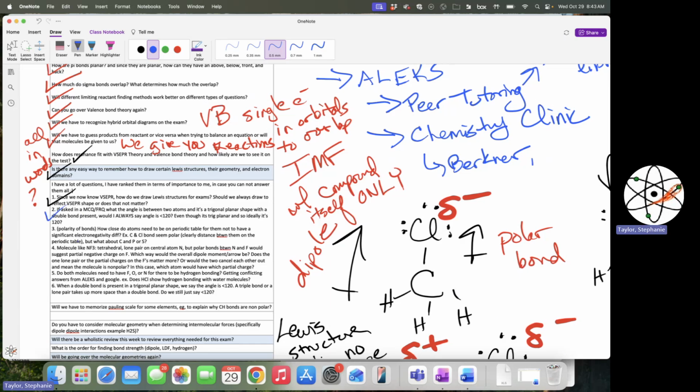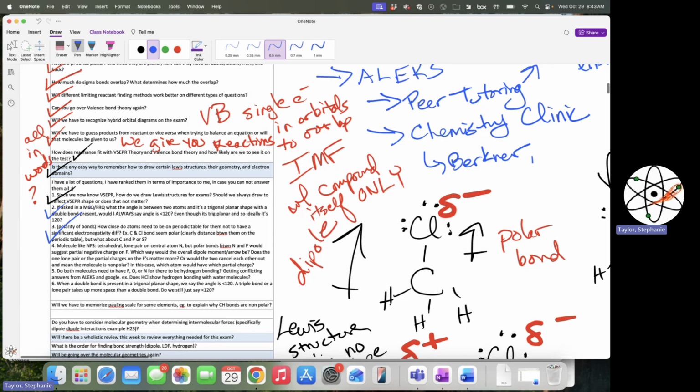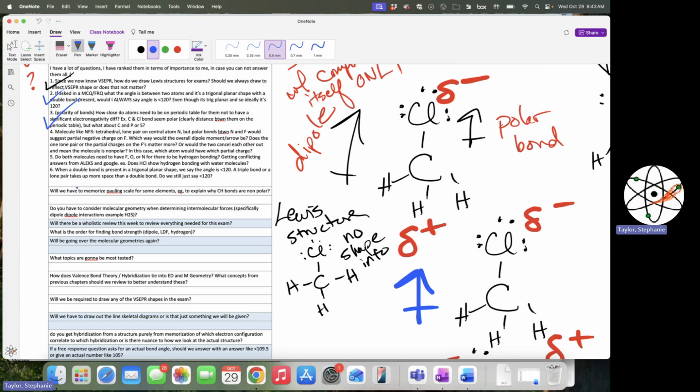How close do atoms need to be on a periodic table for them not to have a significant polarity difference? I've already answered that question. We're just going to go with the same element, or carbon and hydrogen, to be nonpolar.